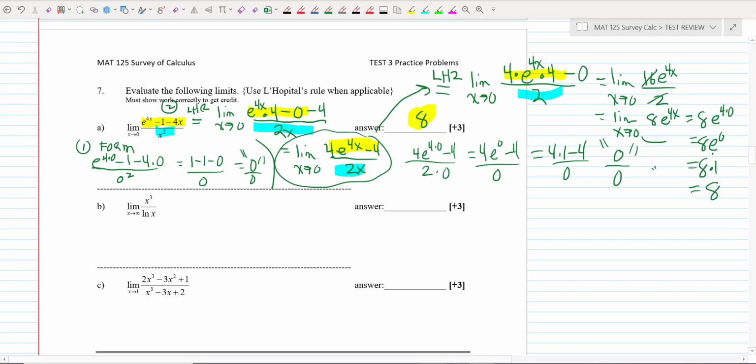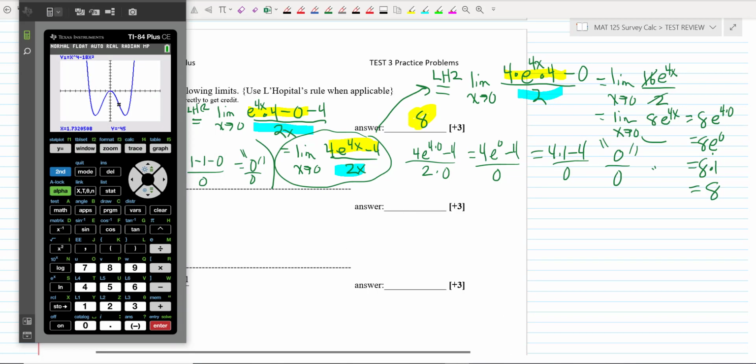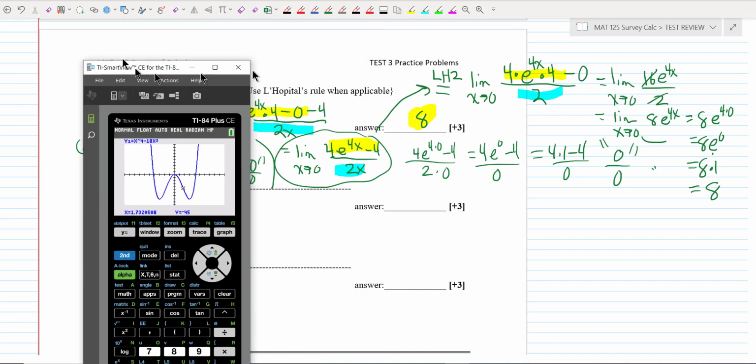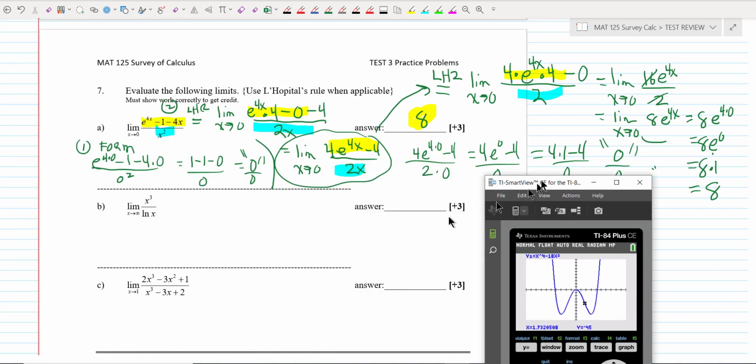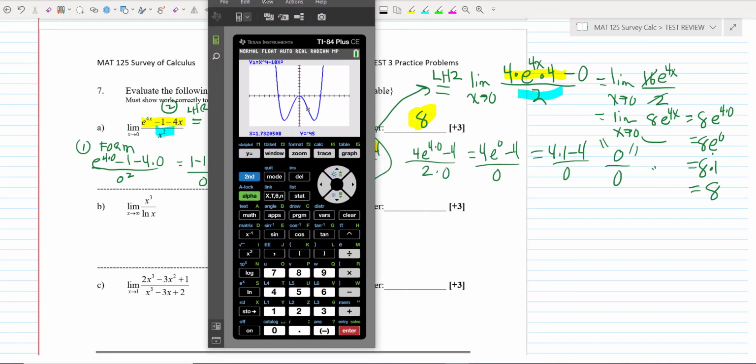Okay. Now, what you can do on these problems, if you want to, you don't have to, is graph what you're doing there. I'm going to block some of this off. I'm going to show you what I put in my calculator. So you would put this in your calculator like this. So you would have e to the 4x.